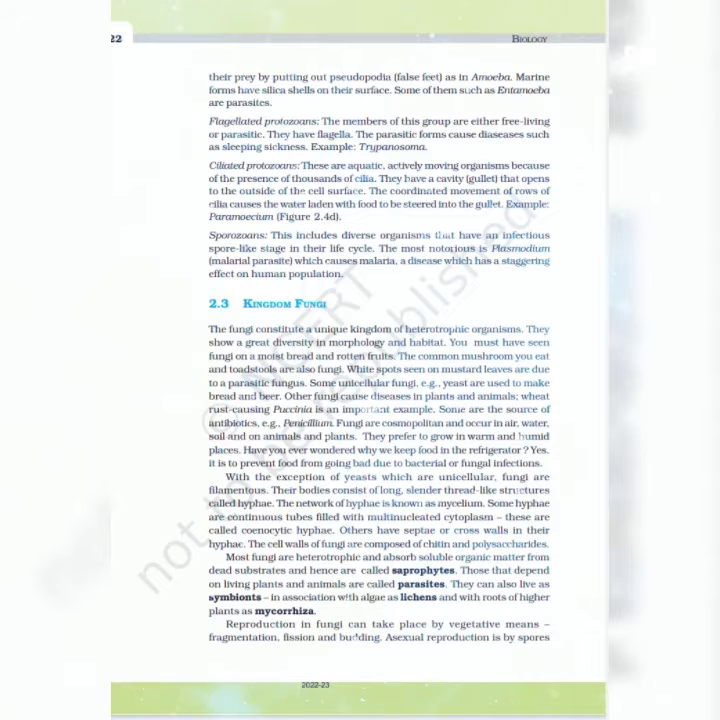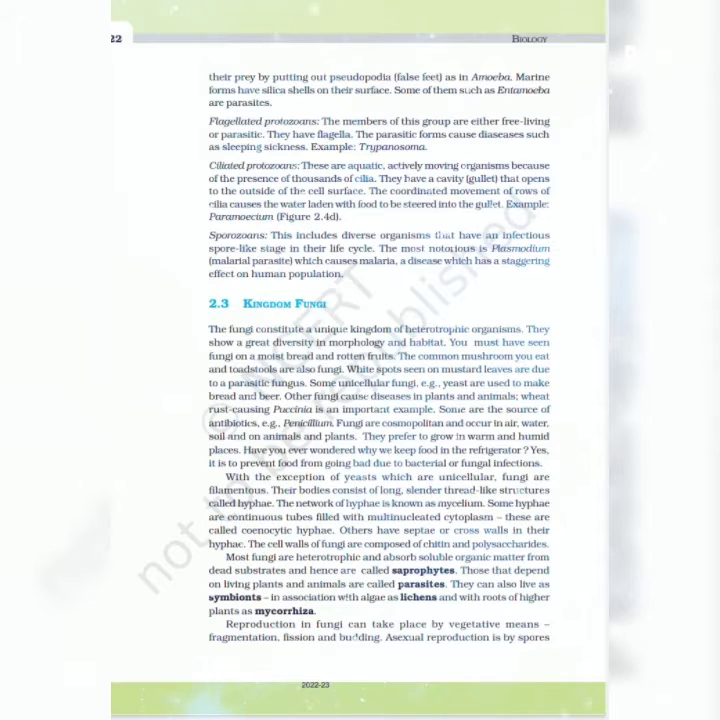Some unicellular fungi, for example yeast, are used to make bread and beer. Other fungi cause disease in plants and animals. Wheat rust causing Puccinia is an important example. Some are the source of antibiotics, for example Penicillium. Fungi are cosmopolitan and occur in air, water, soil and on animals and plants. They prefer to grow in warm and humid places.